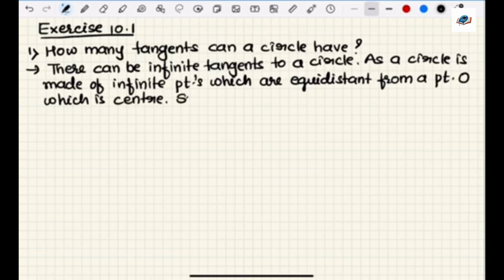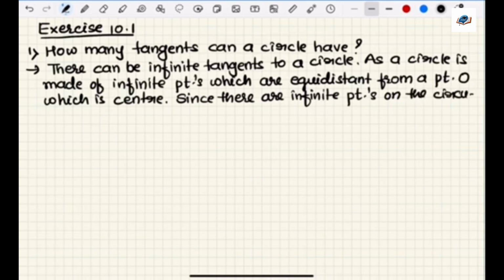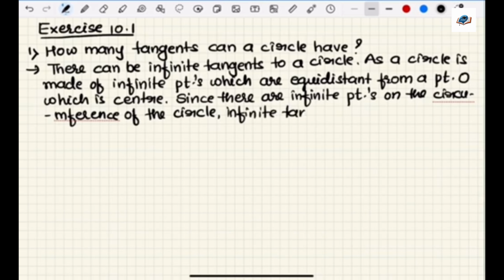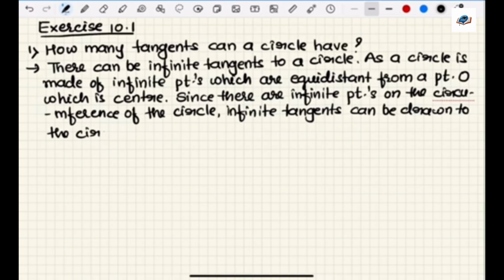Since there are infinite points on the circumference of the circle, infinite tangents can be drawn to the circle.